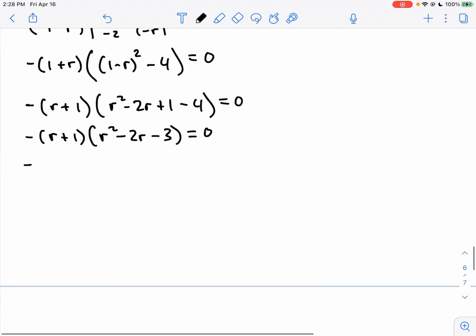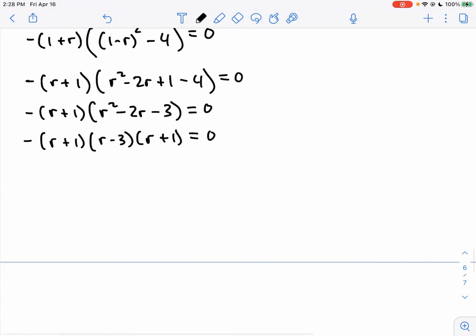And then keep factoring and see what happens. -r plus 1. Here we have r squared minus 2r minus 3, which is going to be r minus 3 times r plus 1. And we can see our solution from here. Our r values. R1, let's go with the single, R1 is 3. And then R2 is -1, and so is R3.